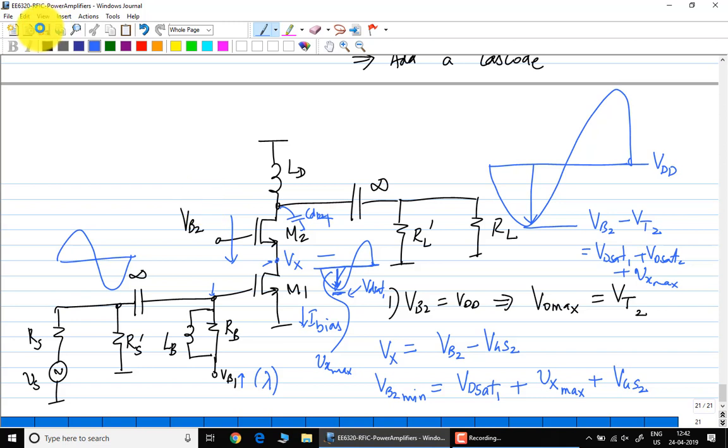A couple more things. Obviously, if you're doing a non-CMOS PA, everything is changed. First of all, the maximum swing. So, of course, the first question you should ask is, why not increase VDD?